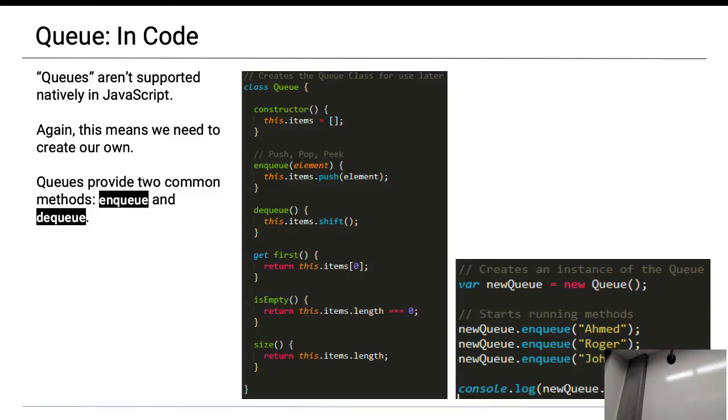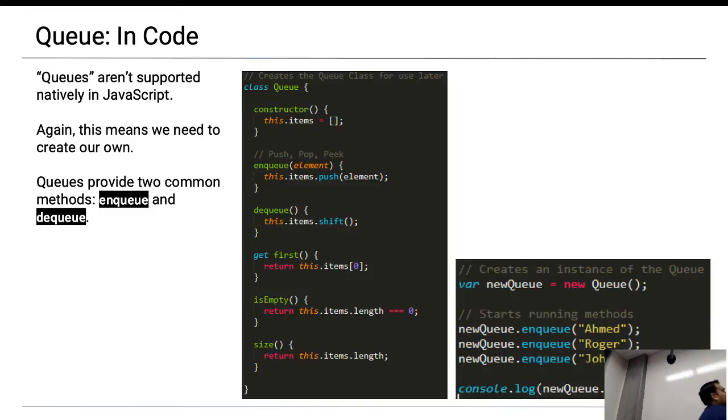DQ actually takes it out, shifts it, returns it, and removes it. So this one becomes 1, 2, and 3. Okay? Again, push, pop, and peek in stack. When it comes to queue, it's called enqueue, dequeue, first, right? Same thing. Enqueue is the same as push. Dequeue is the same as pop. First is the same as peek.